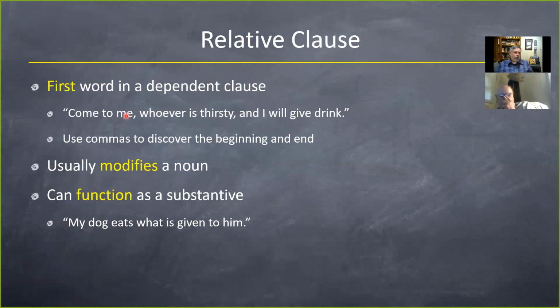In a relative clause, the first word will be the relative pronoun, and that is a dependent clause. For example, in the sentence, come to me, whoever is thirsty. Well, there's my clause, and there's my relative pronoun.